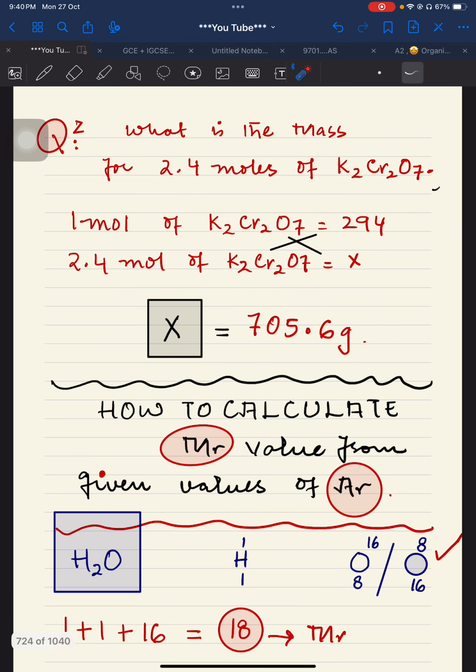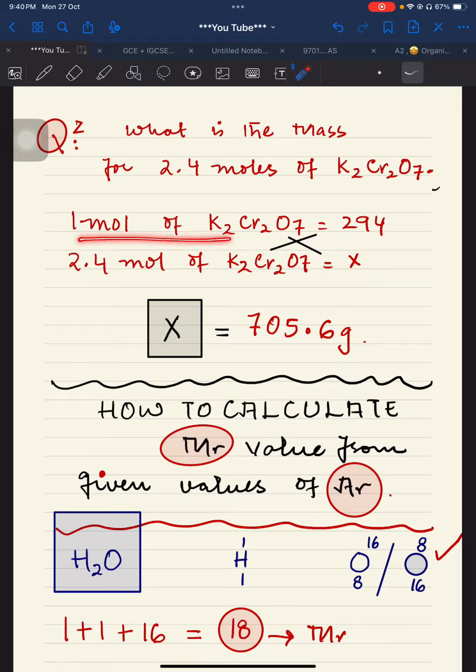Here I am on another question. Guys, moles is basically based upon practice, practice, and practice. The more practice you do, the clearer the concepts will be, and the easier things will become for you. What is the mass of 2.4 moles of K2Cr2O7?